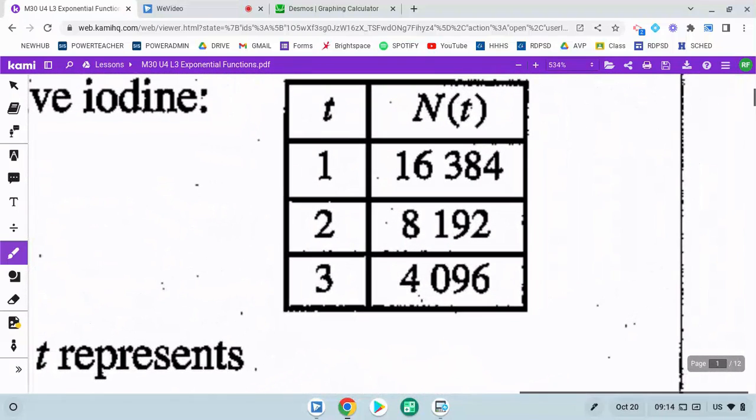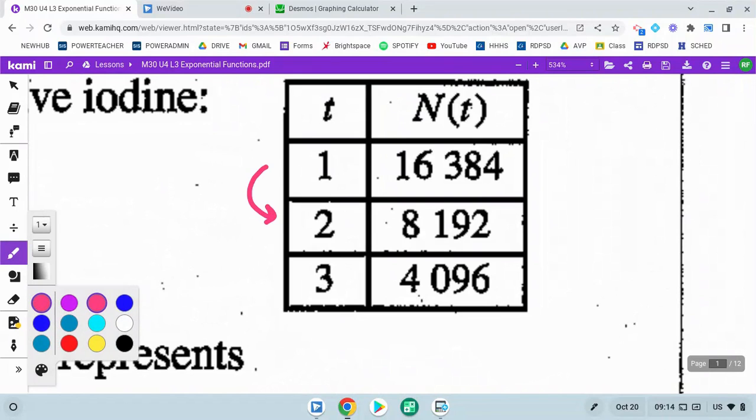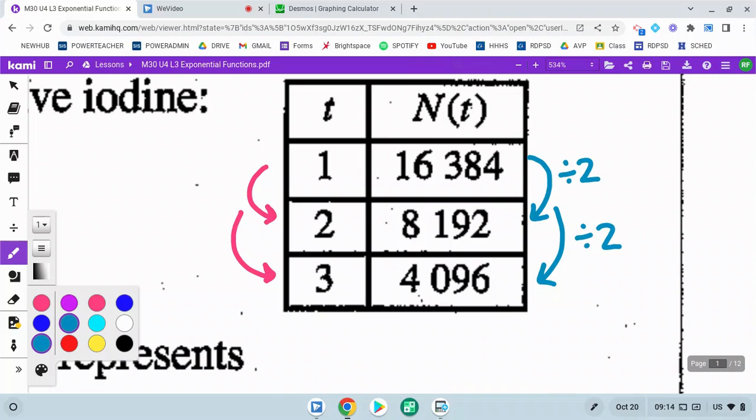Okay. With these numbers in our little chart, it might be a little harder to tell because the numbers aren't quite as nice as the ones in the previous example. But every time my number of weeks, which is what T represents, goes up by 1, what is happening to my amount of radioactive iodine? Dividing by 2. Yeah, this time it's going down with division. So we're dividing by 2, halving it instead of doubling it.